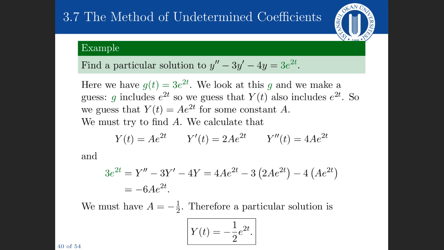Let me repeat the idea. We're looking at the forcing function. The function is some number multiplied by e to the 2t. And we guess that the solution is also a number multiplied by e to the 2t. We try to find capital A. If we succeed, then we have the answer.